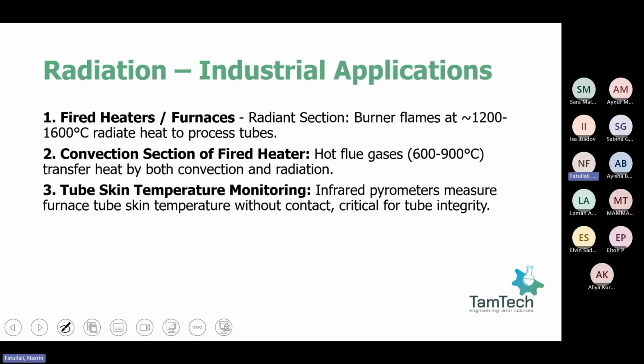Coming to its industrial application, it is widely applicable in fired heaters or furnaces, because you have burner flames at 1200 degrees or 1600 degrees Celsius. At those temperatures, radiation absolutely dominates, because as we said, as temperature increases, the amount of radiation also increases. And in furnaces, the hot refractory walls radiate enormous energy directly to your process tubes. Also, in a fired heater we have all 3 modes: convection, conduction, and radiation.